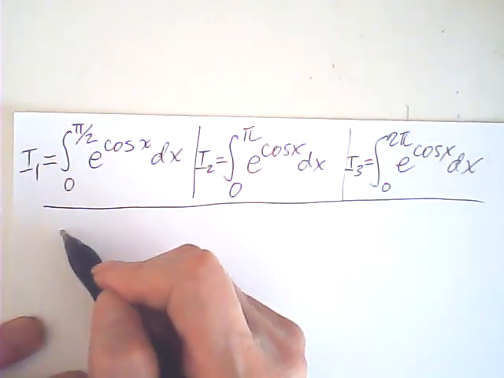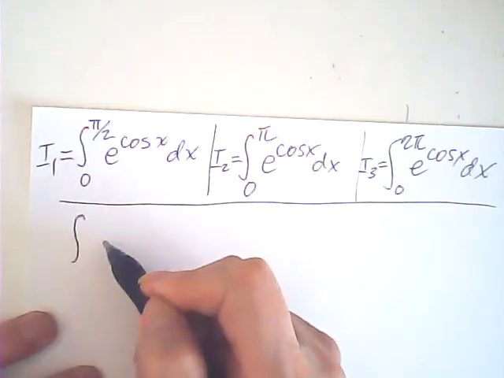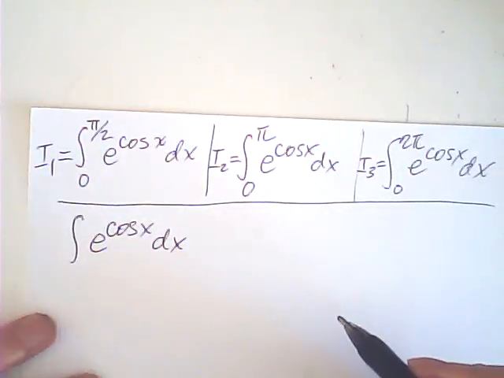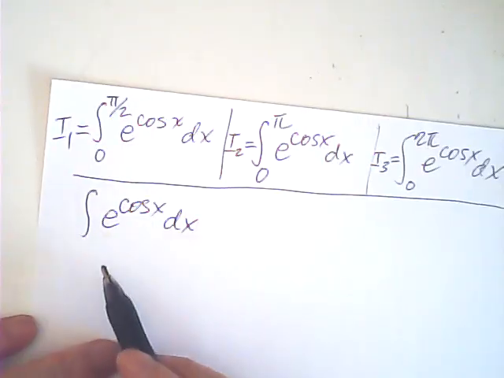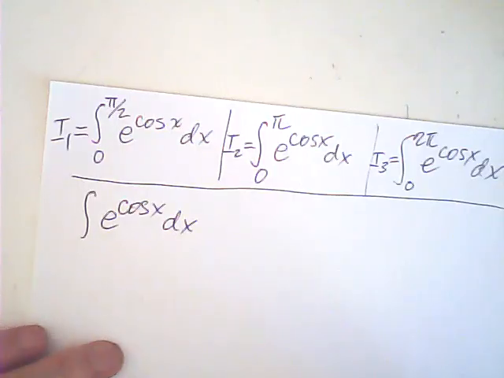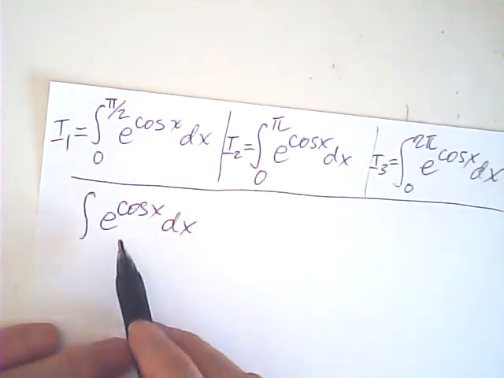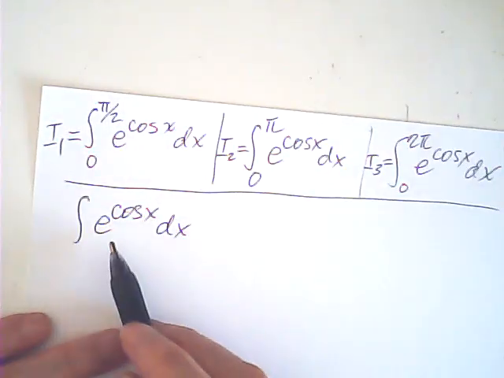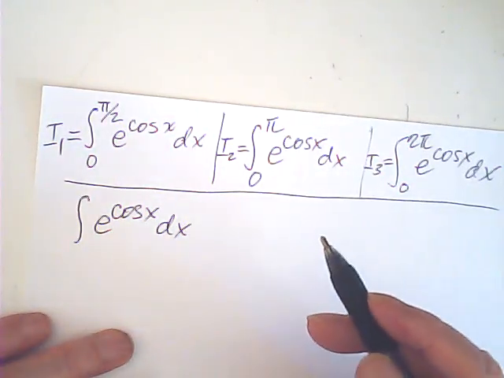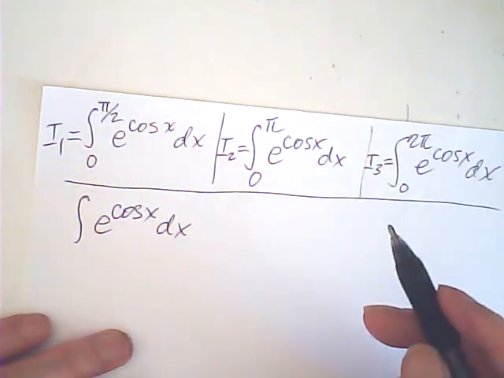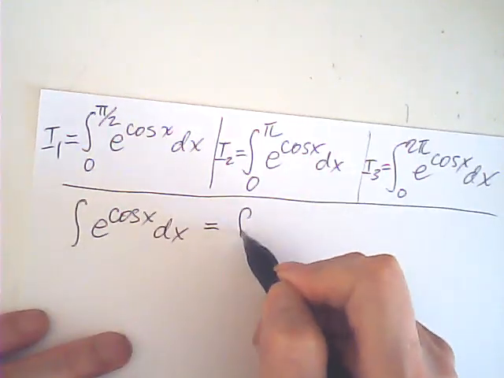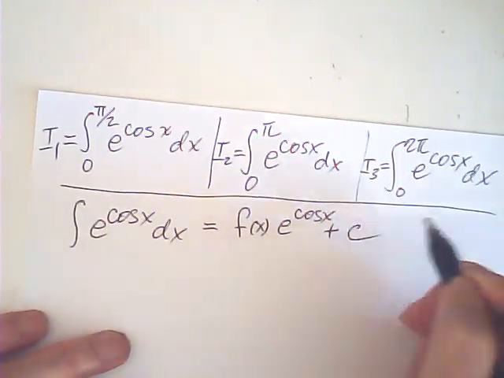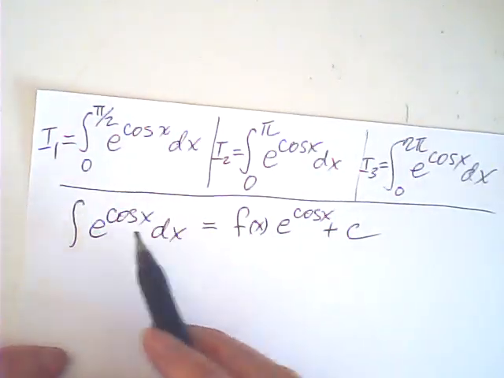Now, to find this antiderivative of e to the cosine x, it's not easy. It's not easy to find this indefinite integral. But we know that the antiderivative must contain e to something. It's just a matter of a function times e to the cosine x. That is the antiderivative of e to the cosine x.